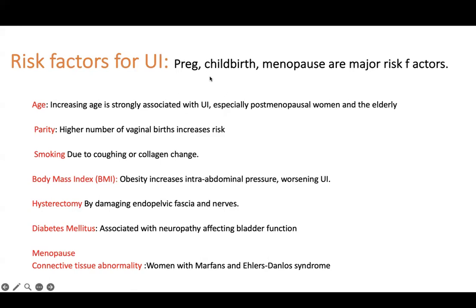So the main risk factors are pregnancy, childbirth, and menopause. And others are age, parity, smoking, BMI. BMI is a very important risk factor because obesity causes increased intra-abdominal pressure, which causes worsening of mainly stress incontinence and also urge. And hysterectomy, what happens in hysterectomy?